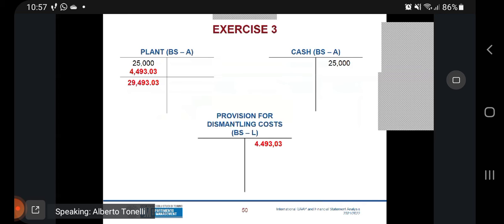Updated the accounts. If you look at the slide, the final value of the plant is equal to the historical cost that we computed before, 29,000, while the provision for this dismantling cost is equal to 4,000.